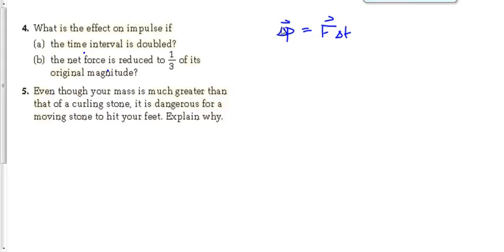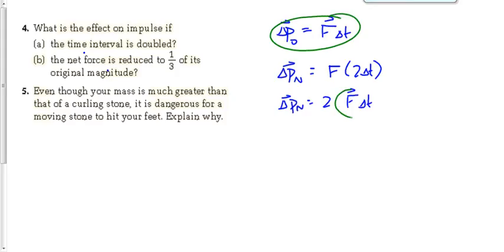This is my original. I don't know what the number is. That's okay. What's my new momentum? Well, my new momentum, in the first case, A, if I'm doubling the time, F times 2T. Well, that becomes 2F times T, same thing, right? We don't know what the value of F times T is, but we know it's the original momentum. So I'm just going to say that my new momentum is twice my original momentum. Good?